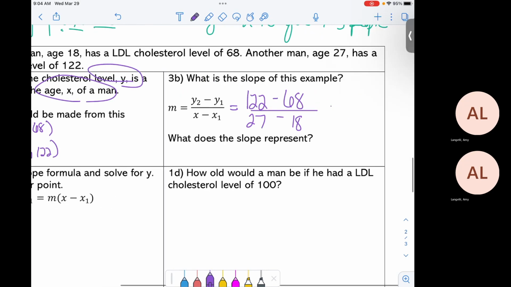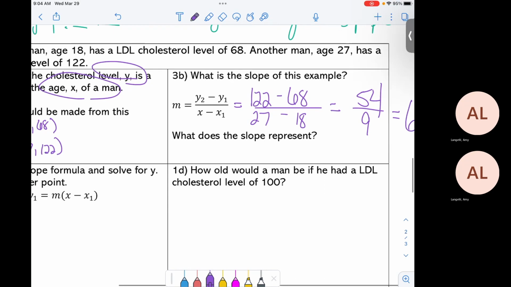What's 122 minus 68? The answer is I don't know. Okay. You're sure? Yeah, I did do this problem on the side. That's right. And 27 minus 18? 9. And reduce? 6. That's correct.